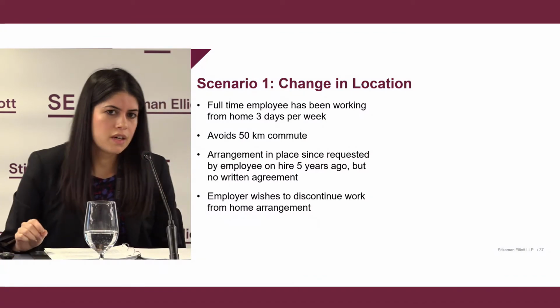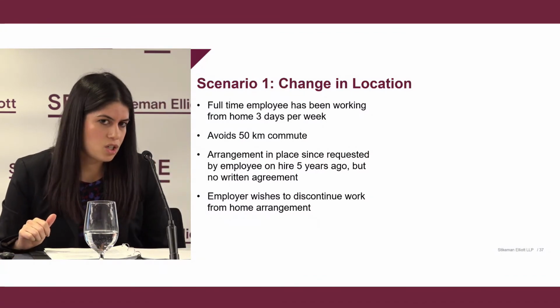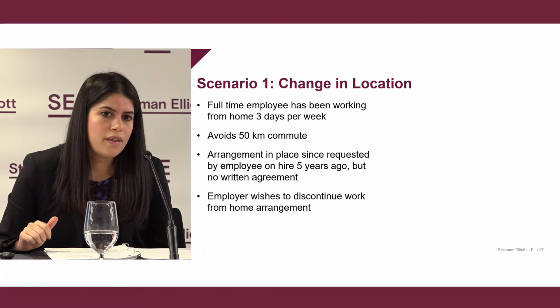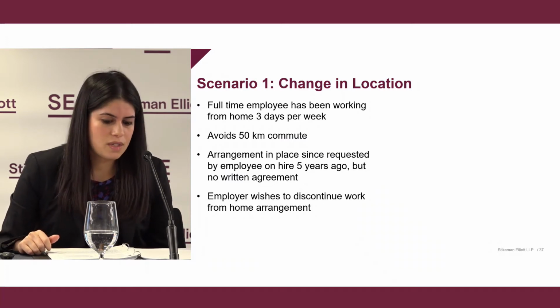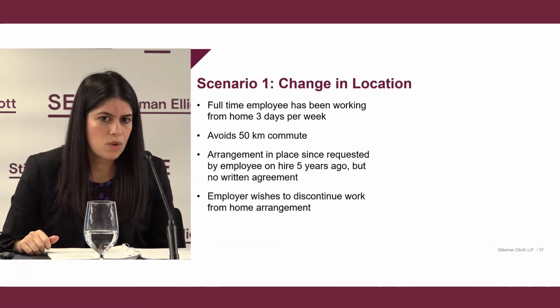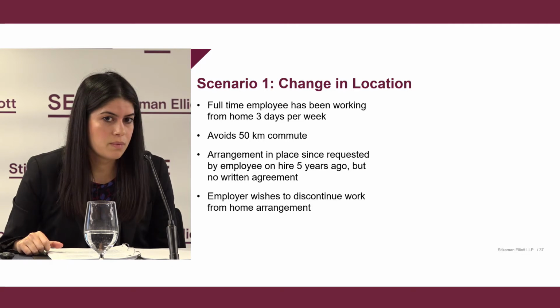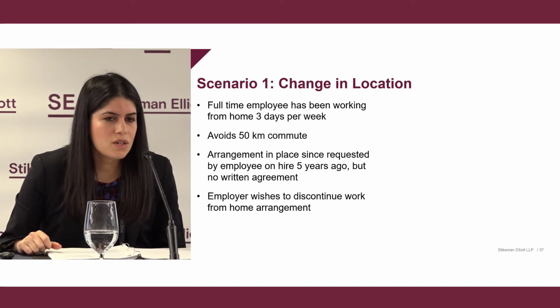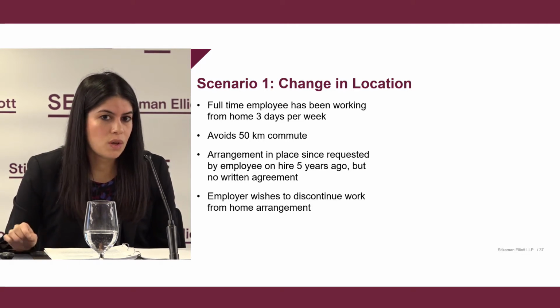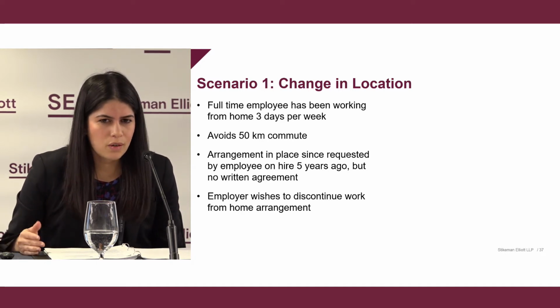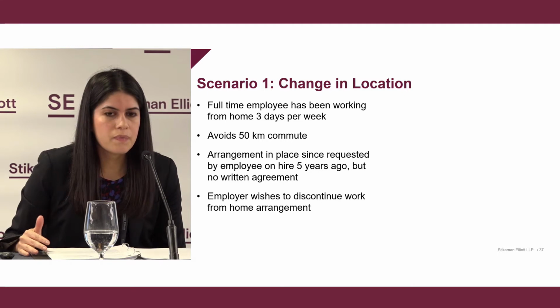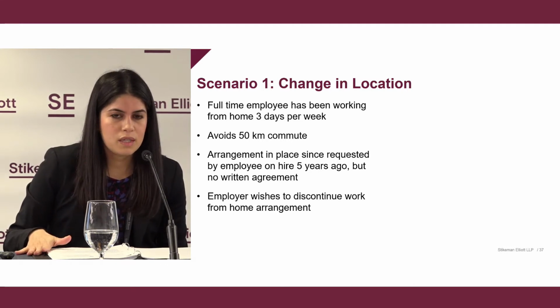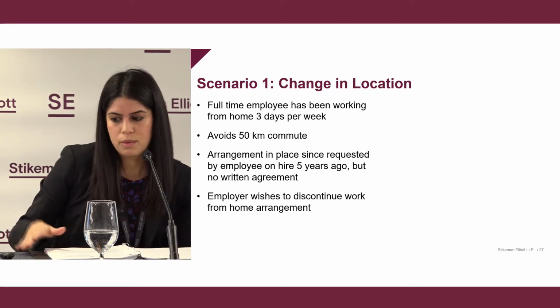The first scenario that we'd like to cover is a change in location. This scenario involves a full-time employee who has been working from home 3 days a week. This allows her to avoid a 50-kilometer commute, and it's an arrangement that's been in place since she requested it when she was hired 5 years ago, but there's no written agreement. It hasn't been documented anywhere. And now the employer wants to discontinue the work from home arrangement.